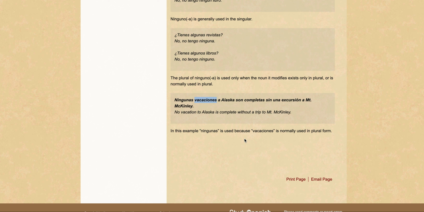And in this case, vacaciones is feminine because we know from a previous section that most words that end with sión, ción, whatever, are more often than not feminine, right? And this is the plural form. We don't normally find vacaciones in a singular form, so that's why we're using the plural form of ninguno, which is ningunas. So, ningunas vacaciones a Alaska son completas sin una excursión a Mount McKinley.